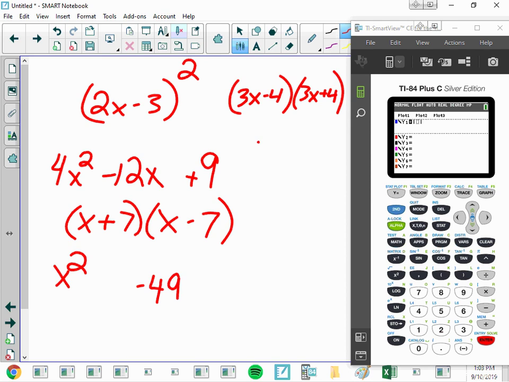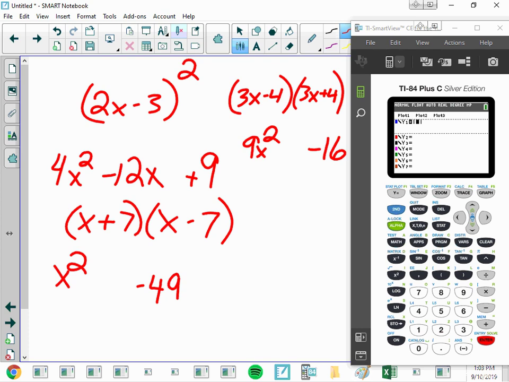Okay, what about this? So the first one's going to be 9x squared, and the last one's going to be minus 16. What about the middle one? 0. Why? They are exactly the same except for that one sign, so the two middle ones are opposite and they knock each other out.